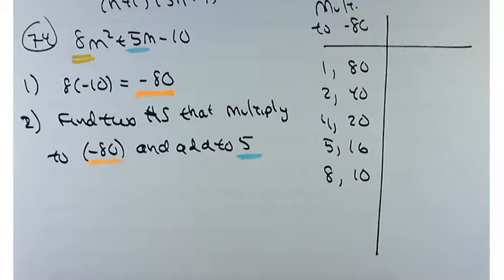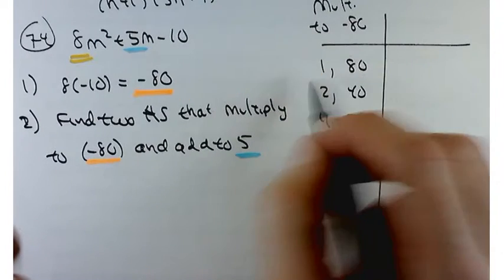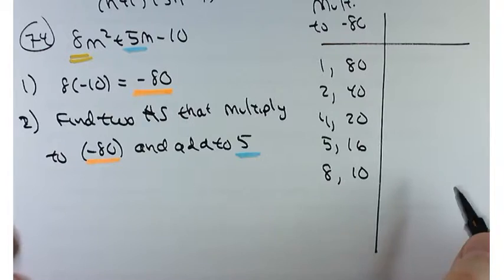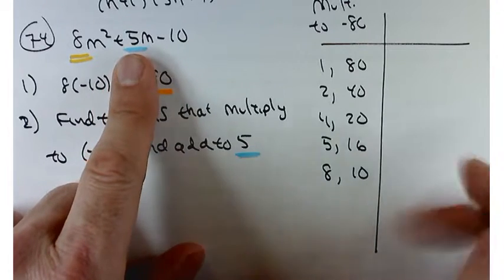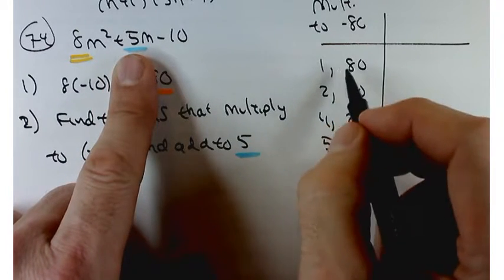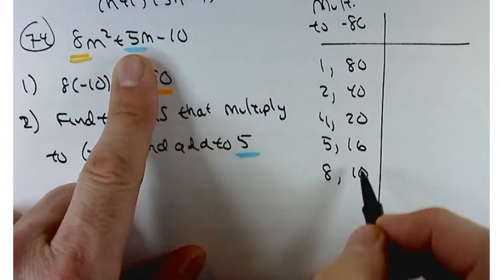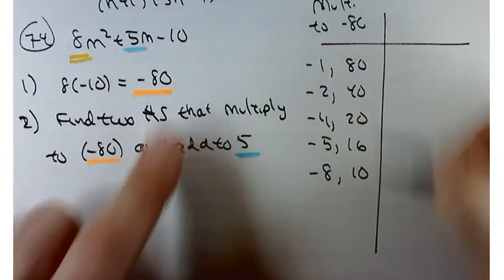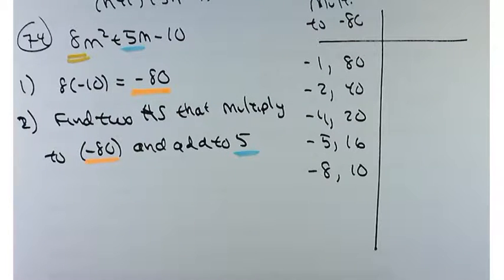Okay with that? Now these numbers are going to multiply to positive 80. I need something that multiplies to negative 80. So I'm going to make the larger one positive and the smaller one negative. These now multiply to negative 80. And if you have them reversed, it's not a big deal.